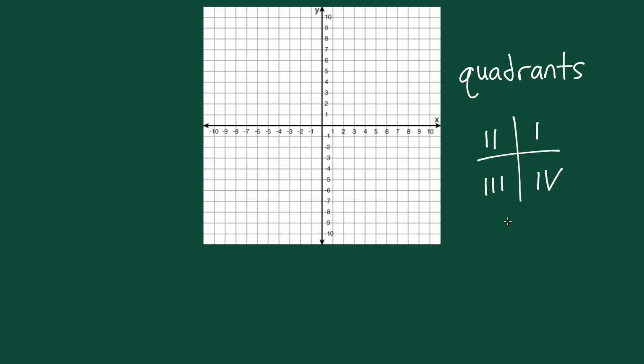So these quadrants are a quick way to talk about a particular section of a coordinate plane. So I might say to you, let's look at quadrant 2. Let's look at quadrant 4, or quadrant 1, quadrant 3, whatever. Quadrant 1, 2, 3, 4.